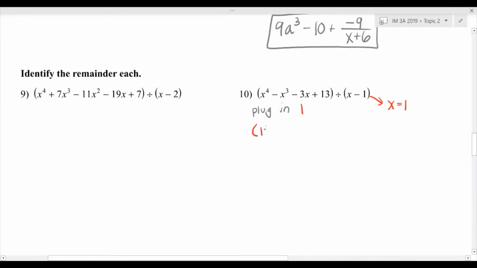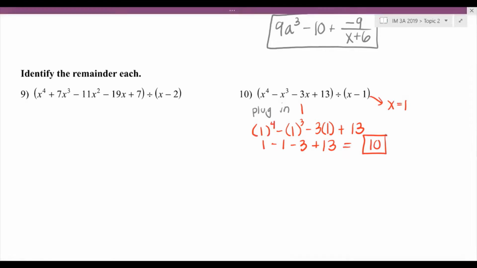And so 1 to the 4th minus 1 to the 3rd minus 3 times 1 plus 13. Okay, so that gives me 1 minus 1 minus 3 plus 13. Which 1 minus 1 cancels, and then negative 3 plus 13 gives us a remainder of 10. So we can either plug the value in, or we could have done synthetic division.